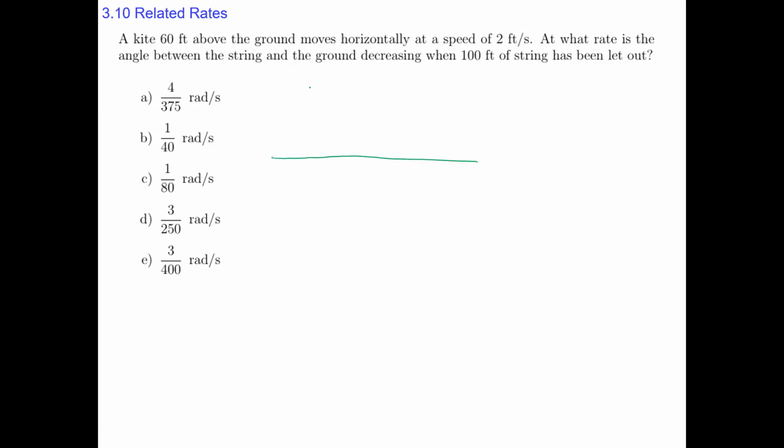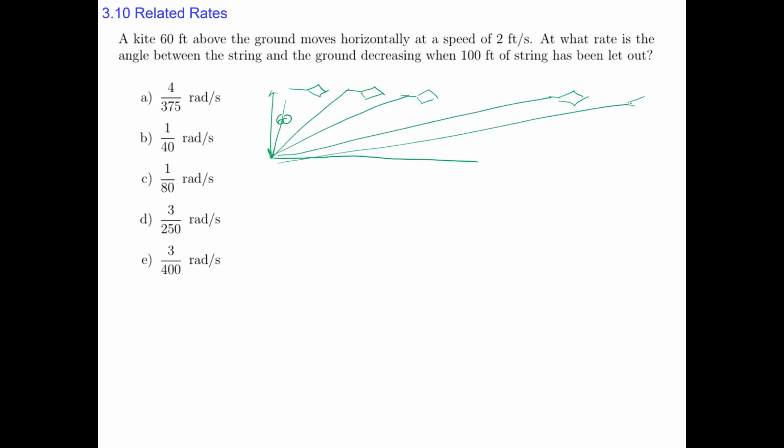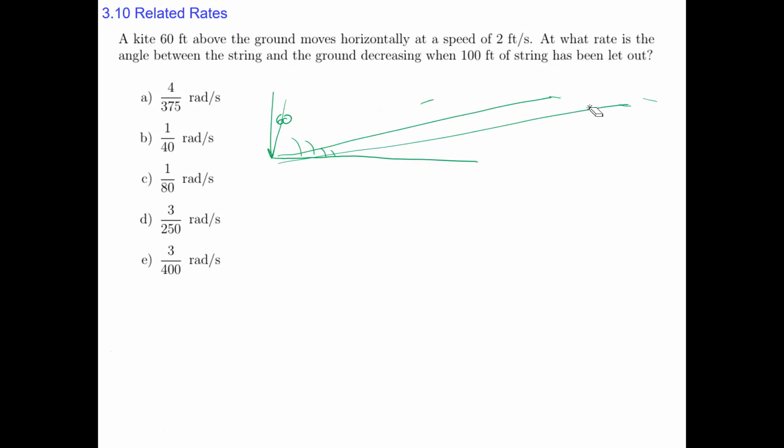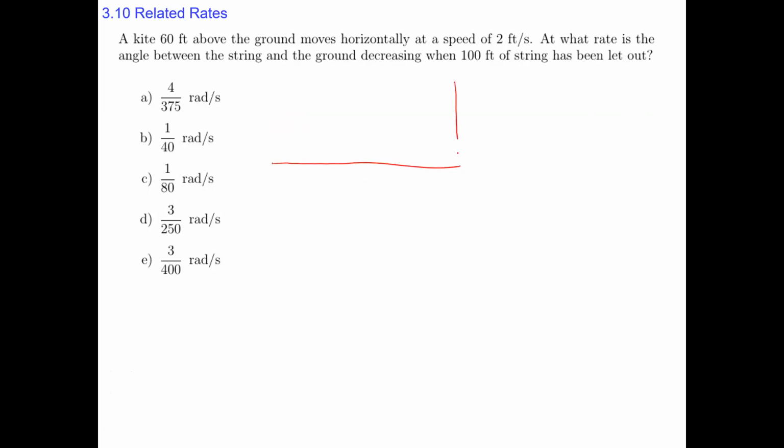That's the ground, and this is the kite. It's flying, and we know that this is 60. Now, that's the string. So we can see the angle is definitely decreasing. So what I will do, you may look at this, I will just draw, I will capture one moment because it's still moving. Okay, this is the kite.